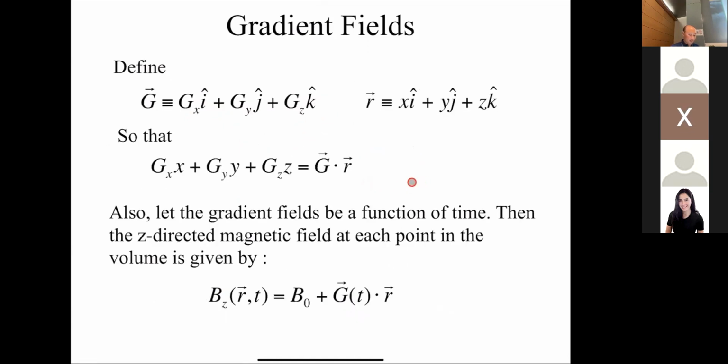Because we want to make our notation a little more compact, we're going to define a gradient vector and a position vector such that Gx x plus Gy y plus Gz z is just equal to G dot r. Sometimes we'll just use this notation. So we can write Bz at any location r as B naught plus G dot r. And notice here, I'm putting in the time dependence, because now we're allowing this field to vary with time.